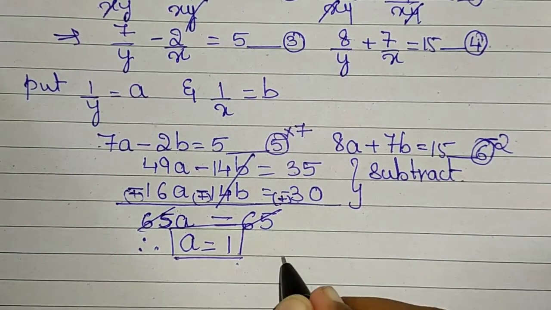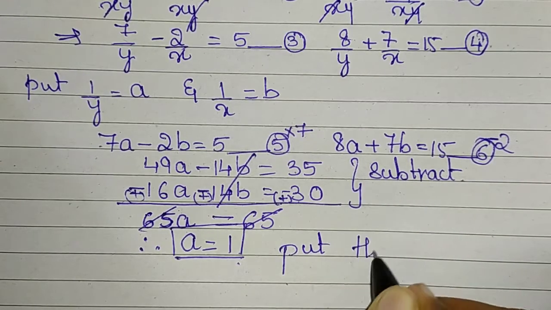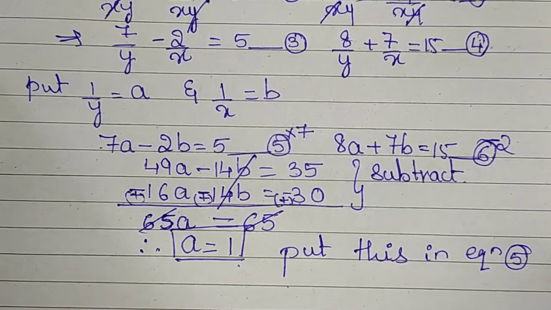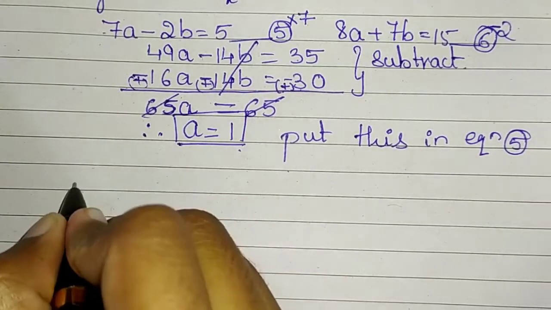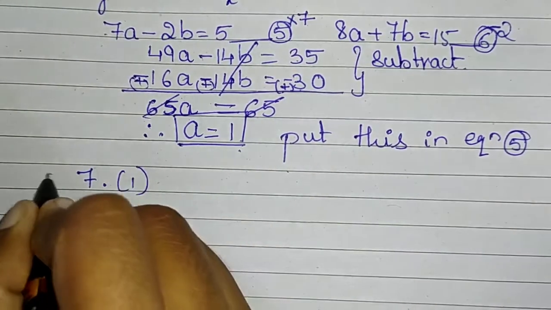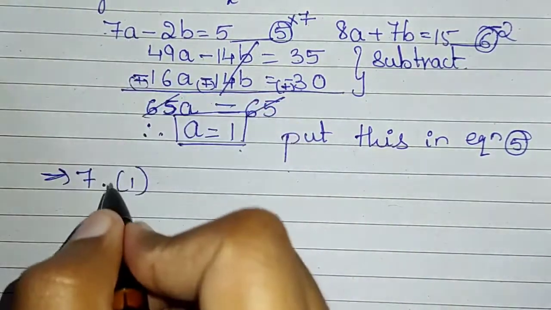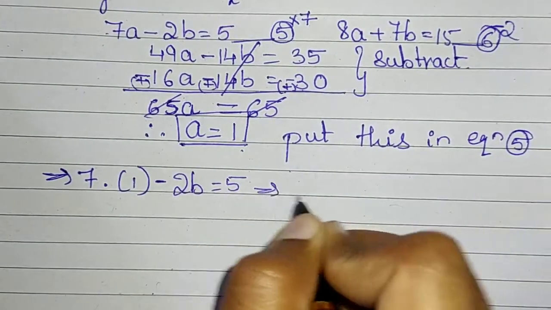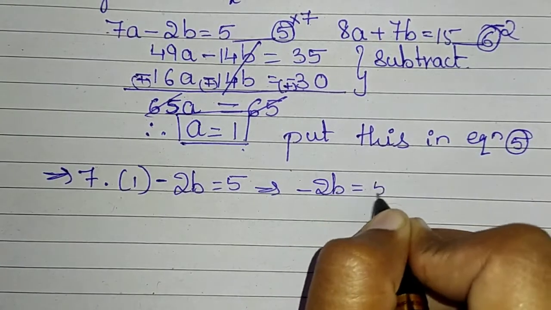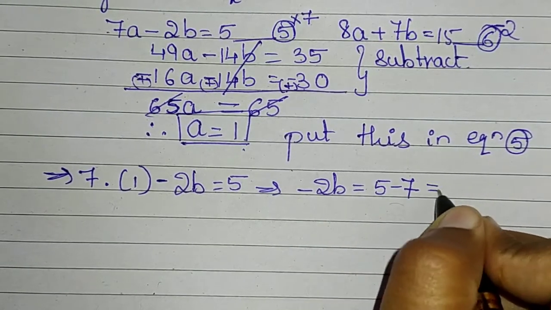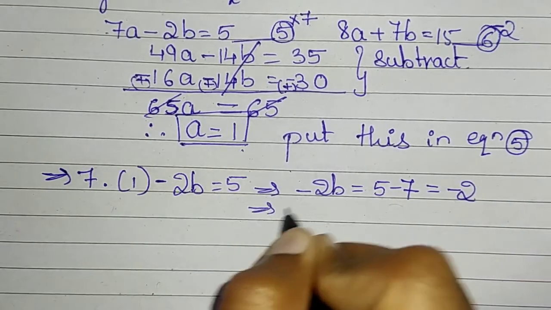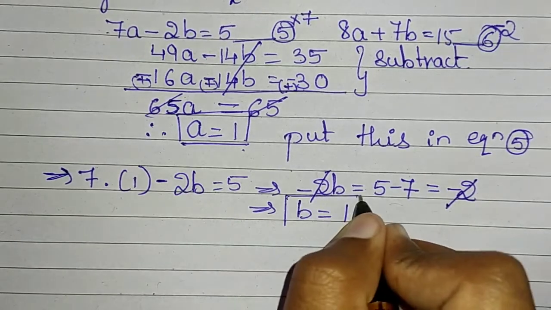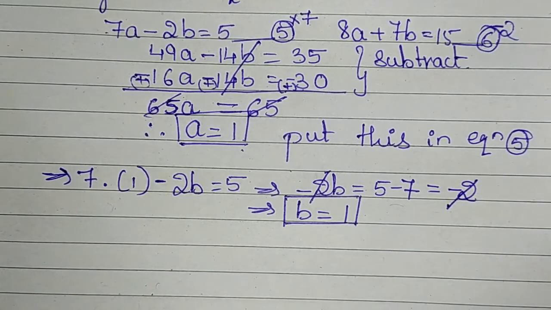Put this value in equation 5. What do we get then? 7 into 1 minus 2b is equal to 5. So this implies minus 2b is equal to 5 minus 7, which is equal to minus 2. So minus 2 cancels each other, b is equal to 1. So we got a is equal to 1 and b is equal to 1.